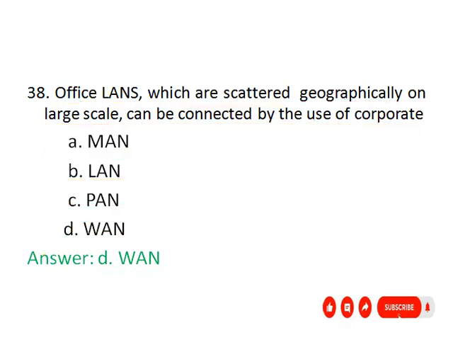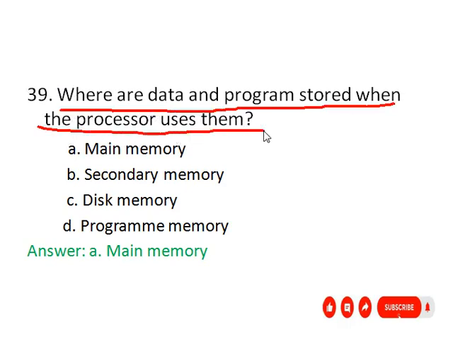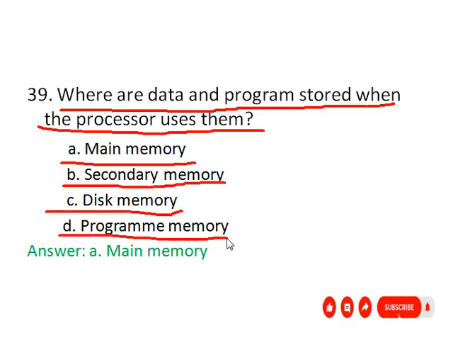Our next question is: where are data and programs stored when the processor uses them? Option A, main memory. Option B, secondary memory. Option C, disk memory. Option D, program memory. So main memory in RAM section. So option A, main memory is correct.